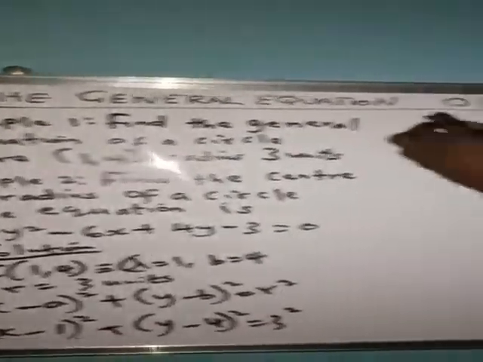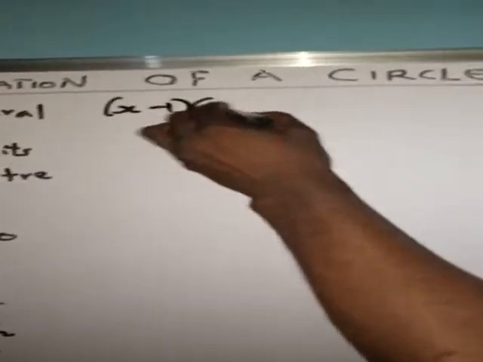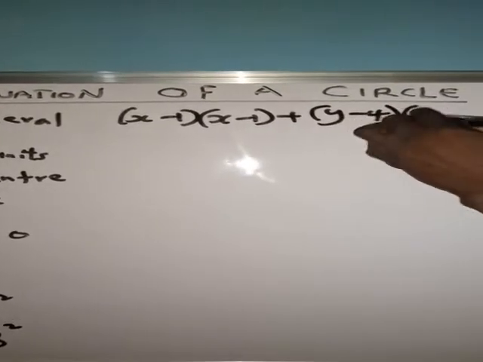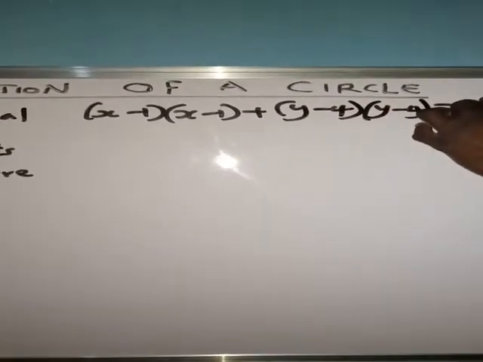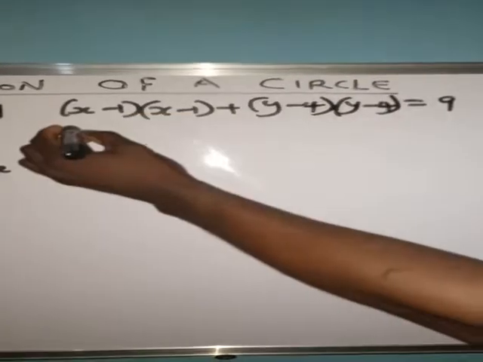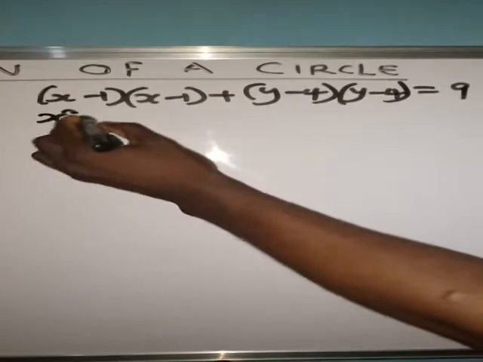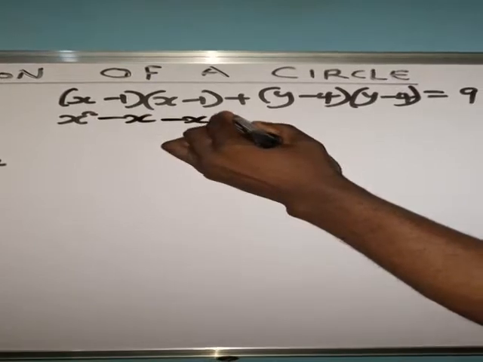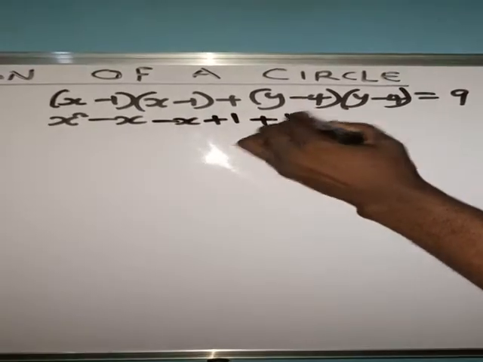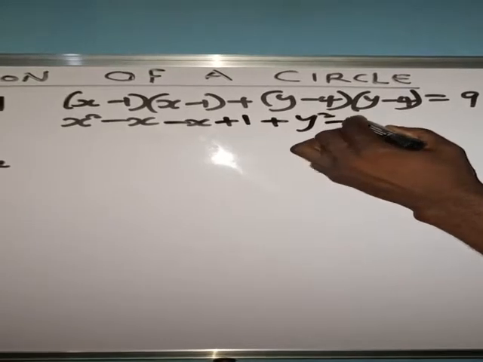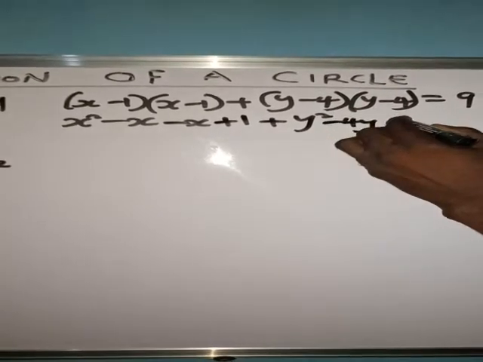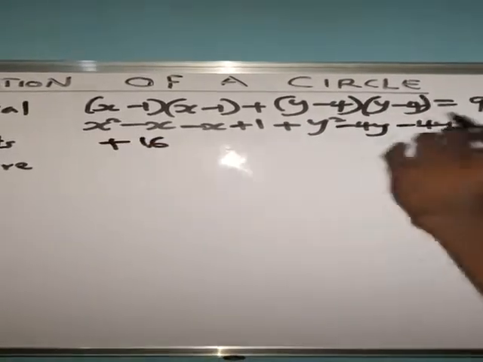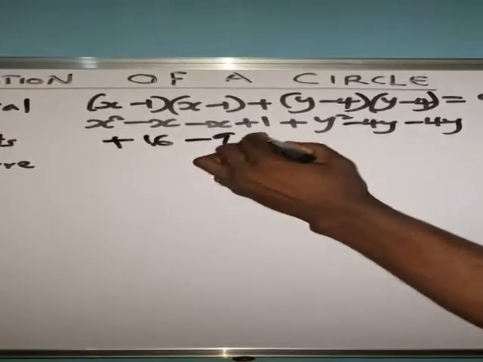So we expand this, we have (x - 1)(x - 1) plus (y - 4)(y - 4) equals 3², which is 9. So x times x is x², x times minus 1 is minus x, minus 1 times x is minus x, minus 1 times minus 1 is plus 1, plus y times y is y², y times minus 4 is minus 4y, minus 4 times y is minus 4y, minus 4 times minus 4 is plus 16, and bring 9 to this side, minus 9 equals 0.